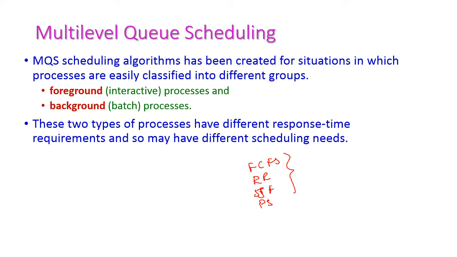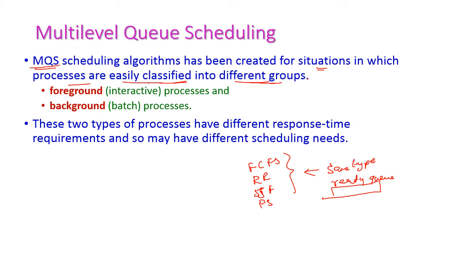Here all the processes are the same type or similar type, hence it requires only one ready queue. But if the processes are classified into different groups, then different scheduling algorithms are required. In that situation we can use the multi-level queue scheduling algorithm. That is, the multi-level scheduling algorithm has been created for situations in which processes are easily classified into different groups.